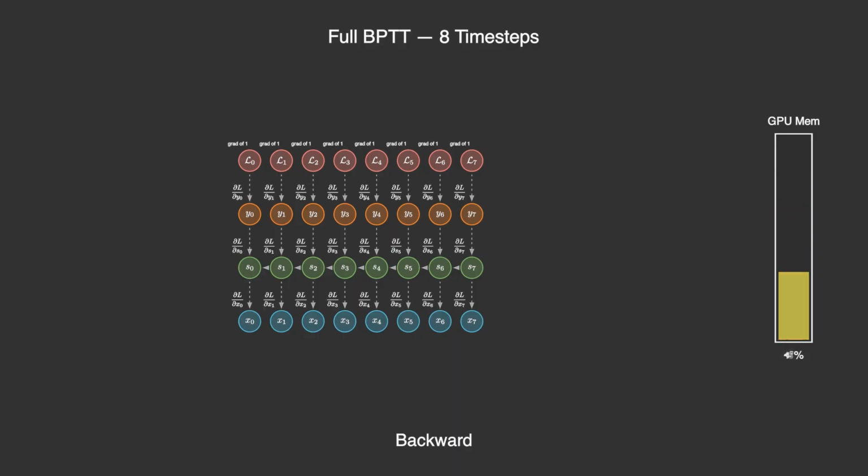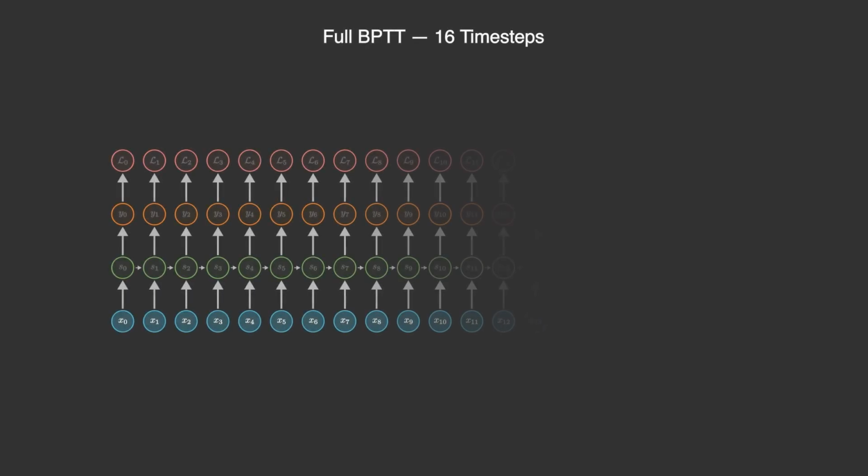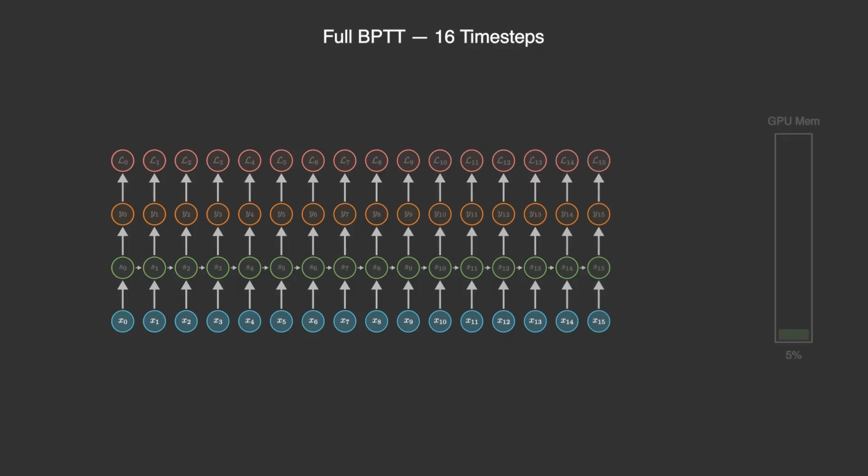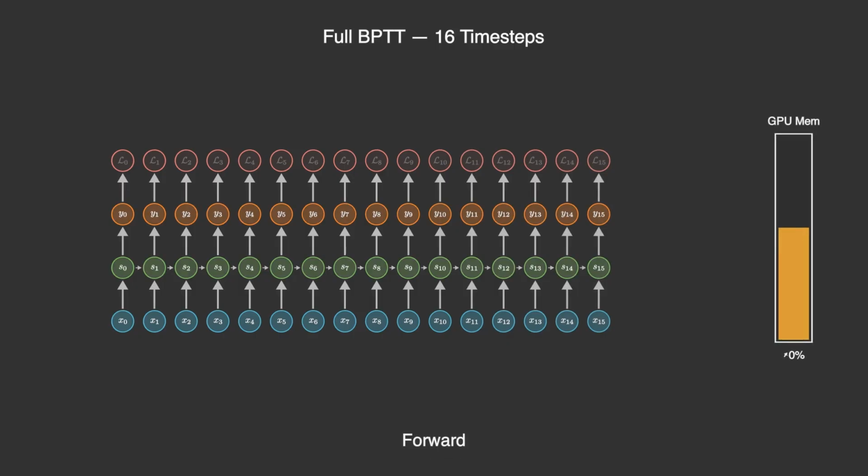However, BPTT chunk size conditions the length of the dependencies you are able to model. So if you process very short chunks, the model will be unable to encode into the state any information that would only be useful way later down the line. This is why we would naturally want to process bigger and bigger chunks. However, memory starts to become an issue.